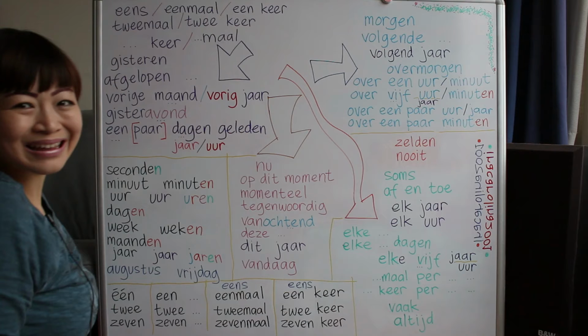Nu. Or we can also say it with op dit moment. At this moment, at this time, at this hour. Op dit moment. And we have currently, you can say it with momenteel, nowadays, is tegenwoordig.